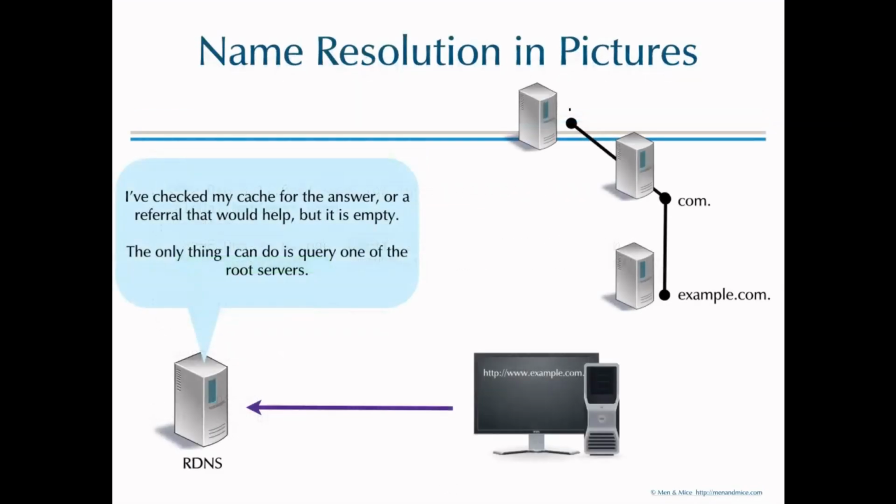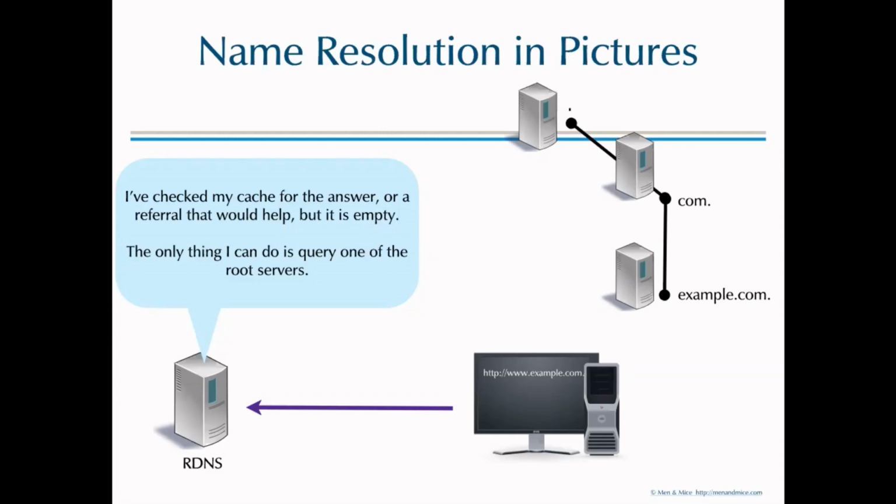So now, what happens over at the RDNS server? The RDNS server says, oh, I've checked my cache for the answer, or I've looked for a referral that would help, but it's empty. Okay, what is a referral? Referral means I already know some information. I don't know the final answer, but I might know how to get to the final answer. We'll take a look at that later. But if, for example, the RDNS server already knew how to get to the COM servers, already knew how to get to example.com, but didn't have the answer, he could use that information. That's called a referral, okay? So the only thing that this RDNS server can do is query one of the root servers.